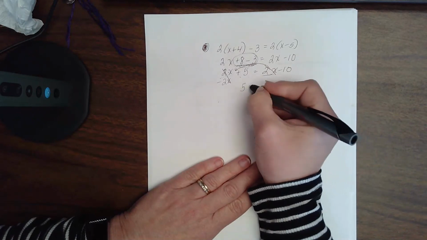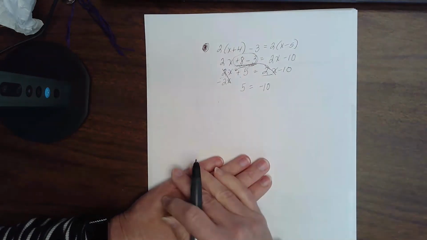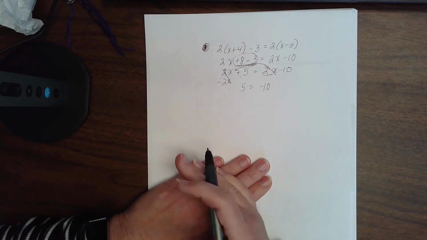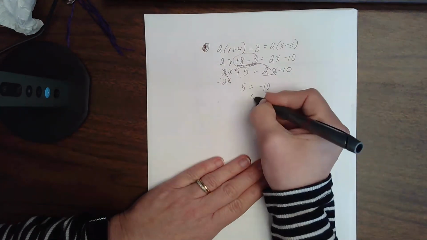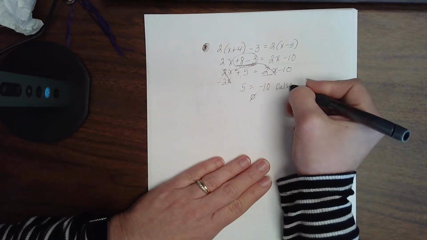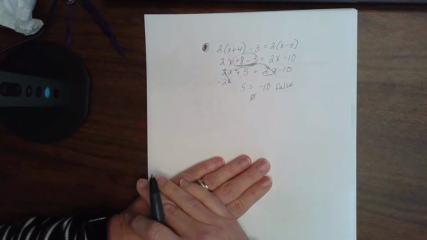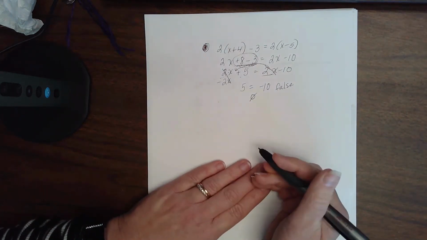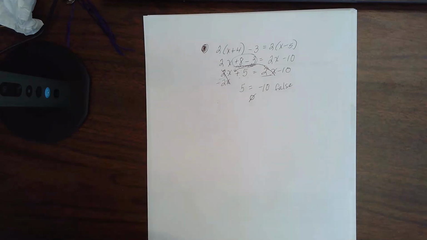And what we're left with is a positive 5 equals negative 10, one of those false statements. And we say when you get this false statement, that means there was no solution. This just was a bad equation, a contradiction, you might call it. Okay, so that's that special case.